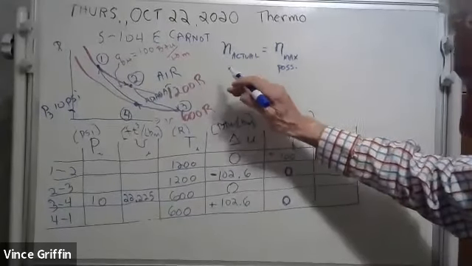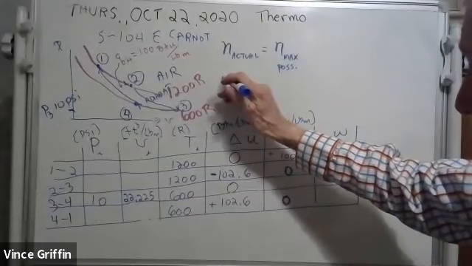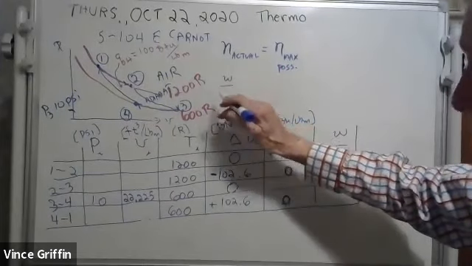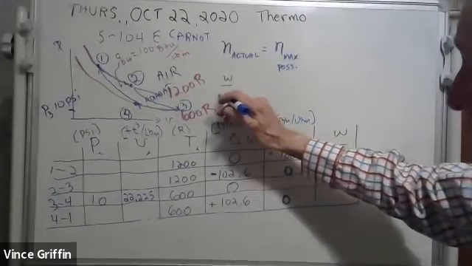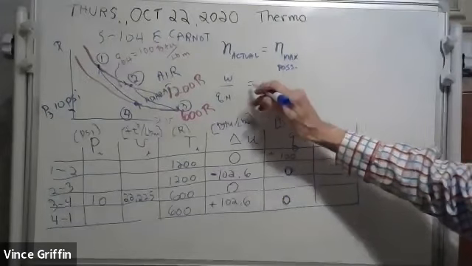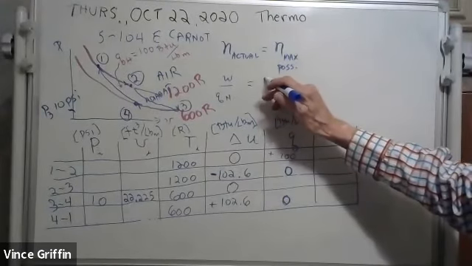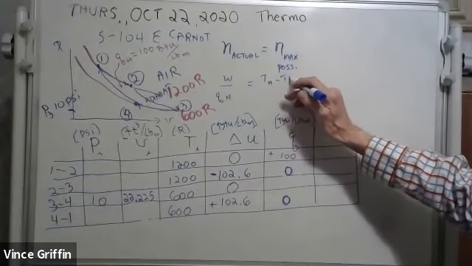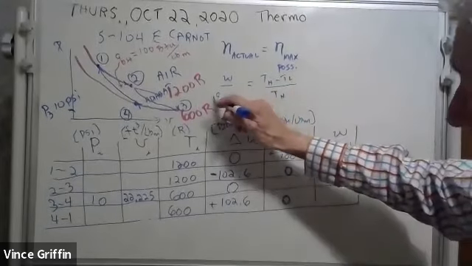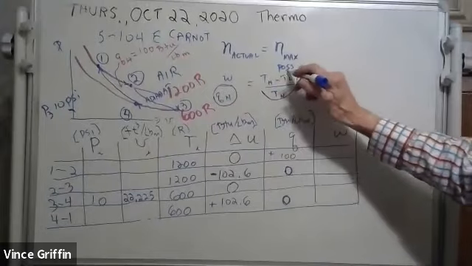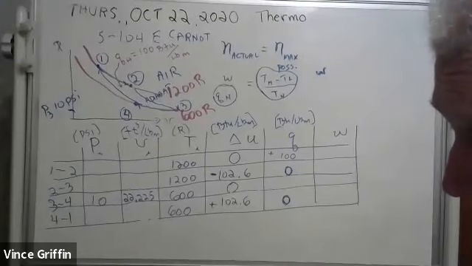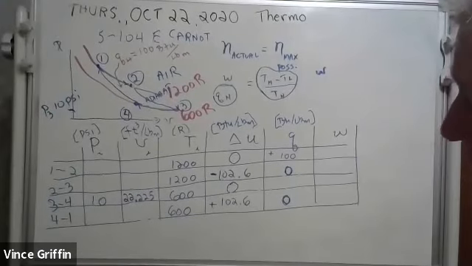See, the actual efficiency in this case would be little w over QH. Now the theoretical efficiency would be TH minus TL over TH. Now we know this, they gave it to us, and we know all of these, so we can figure the work per mass output of this Carnot cycle.